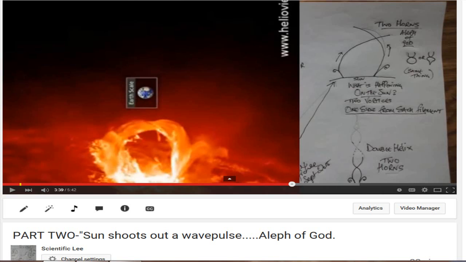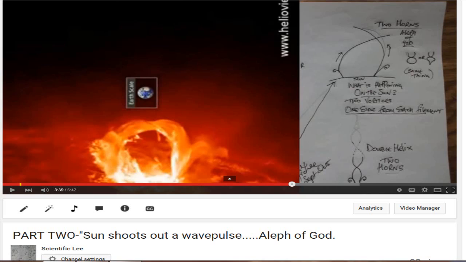Over the last few weeks I've shown the Aleph of God, which is power and how energy travels, bursting out of the sun, because the sun is radiation, and this kind of energy flow, all energy flow, is radiation and travels in a double helix. I showed it again on my part 2. The sun shoots out a wave pulse, the Aleph of God, which shows it to be two crossover energy waves, not one big round wave.